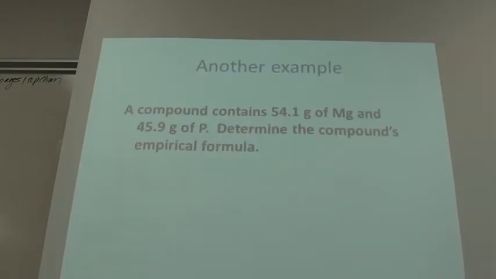Okay. Here is another example for you. A compound contains 54.1 grams of magnesium and 45.9 grams of phosphorus. Determine the compound's empirical formula. Stop right now and tell me what type of compound will be made when magnesium and phosphorus come together. An ionic compound where what comes first? Magnesium. Magnesium, and then so we're going to try to figure out, using our data, what the subscripts are right there.